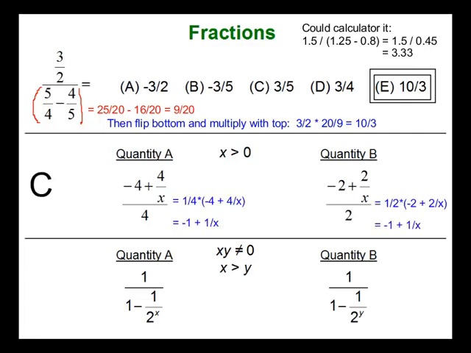The second one here, we've got x is greater than 0. That lets us know that we don't have to worry about some weird cases potentially created by negative numbers. And you may notice the similarity in the structure of quantity A and quantity B. They both have the same number on top and bottom. In A it's 4, in B it's 2.